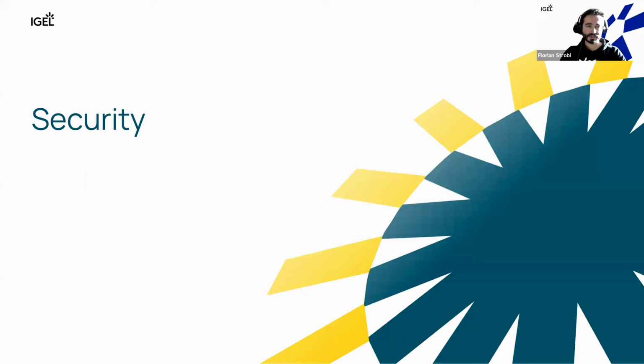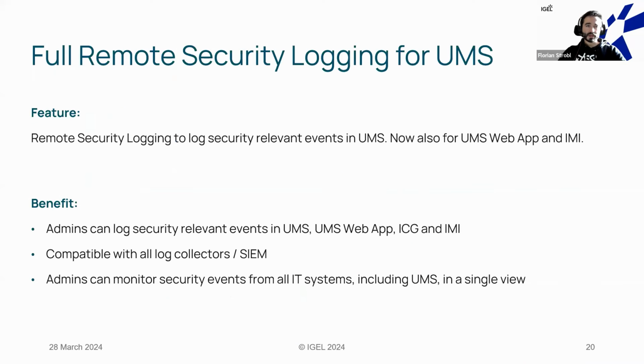Then let's talk about security. We introduced with 12.0.3 the first part of the remote security logging for the UMS with the console and ICG. Now we implemented the second part of it. So we now have full support of security logging for the UMS. That also includes UMS Web App and our IMI, so our interface to the UMS.